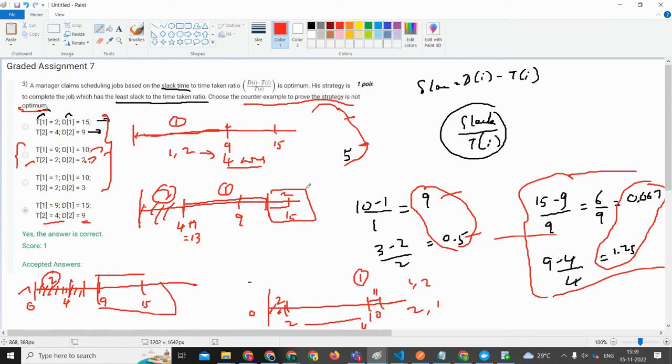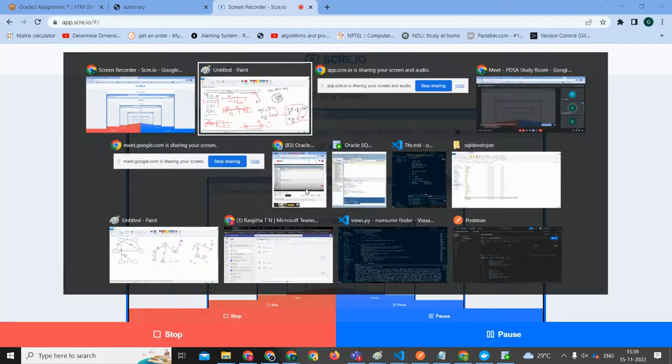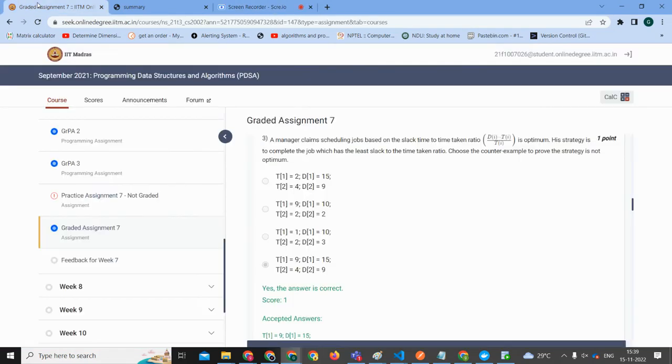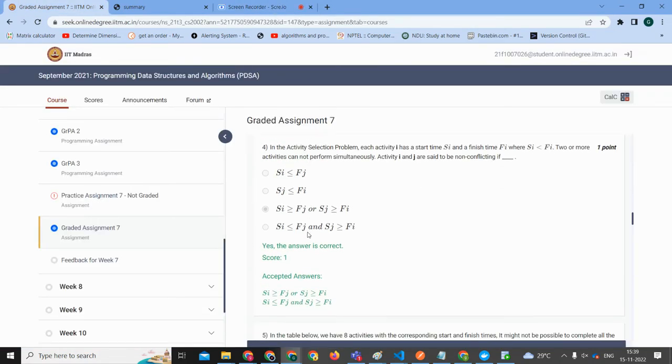So now does this make sense for you? Do you understand how it is happening? All right. So you can check the third option also. I'm just giving it for your exploration.